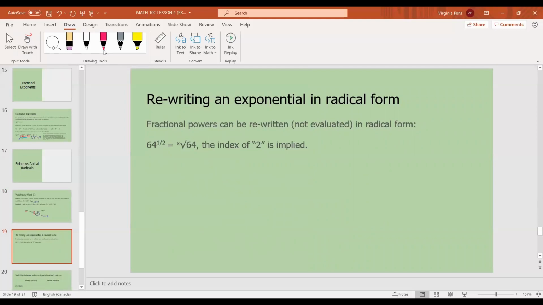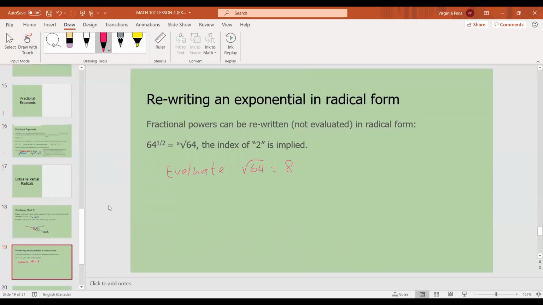So what it shows over here is basically 64 to the power of 1/2 is equal to the square root of 64. If we evaluate this number, it would become, what's this? 8, right? Because 8 times 8 is 64, so we're kind of working backwards. All right, next.